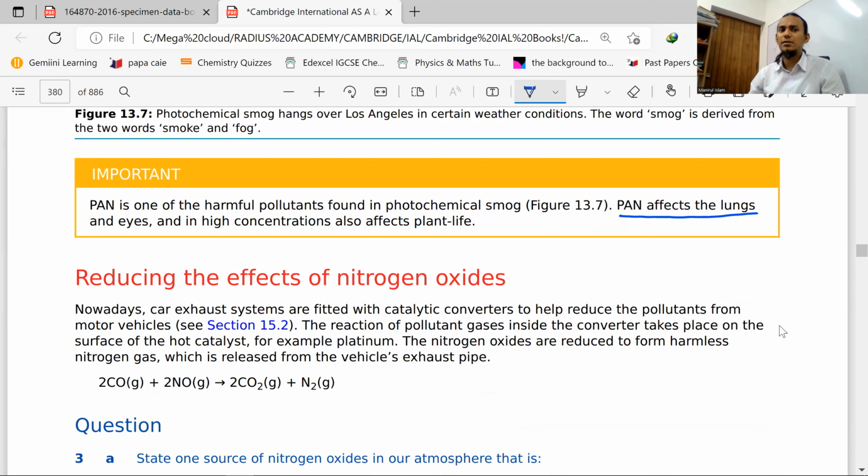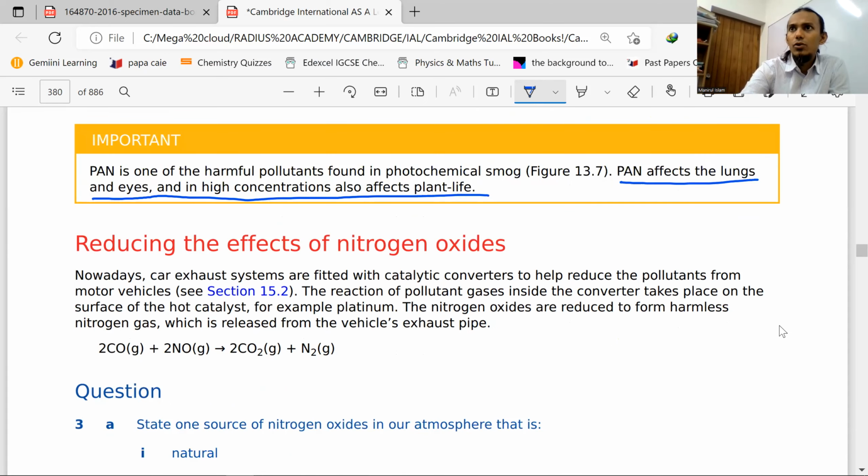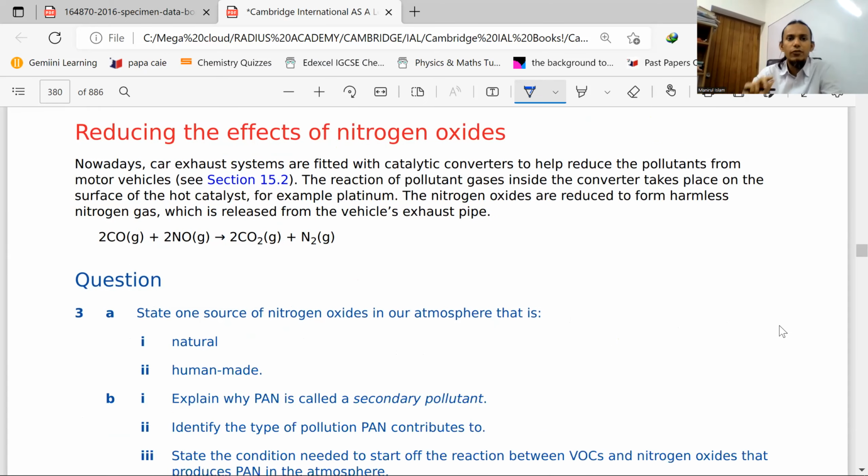PAN, which is formed, affects lungs and eyes, and at high concentration also affects plant life. Just keep a little information on what PAN is, it is not that important, but keep it. That complicated chemical formula or name is not needed. Reducing the effects of nitrogen oxides, how does it work?